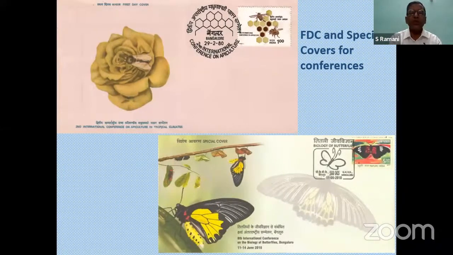Some FDCs and special covers have come from India. Two of them are on conferences: the second international conference on apiculture came out with a stamp with a bee. And during the recent international conference on biology of butterflies, a special cover was released with the southern birdwing, which is represented here, and also a cancellation.